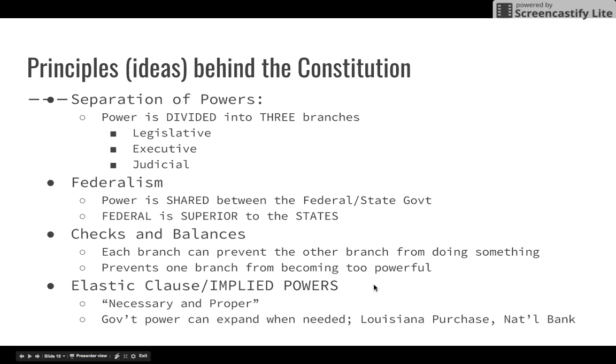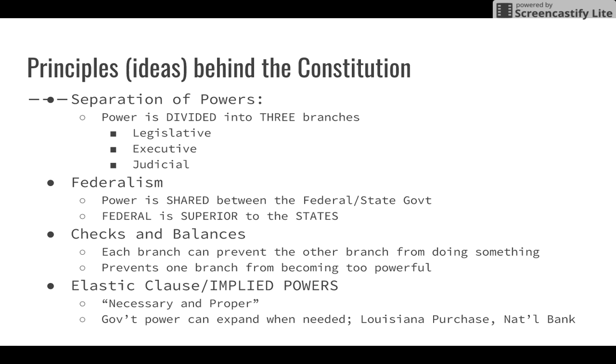All right? Some of the basic ideas behind the Constitution. We don't want a government, a dictatorship, a tyrant. So power is divided into three branches: the legislative, which makes the laws, the executive, which enforces, and the judicial, which judges or determines which laws agree with the Constitution. So we have three branches of government. We have a federal system, a shared system of power between the federal government and the state governments. At the end of the day, what the federal government says goes. So if a state law is in disagreement with a federal law, the state must agree with the federal law.